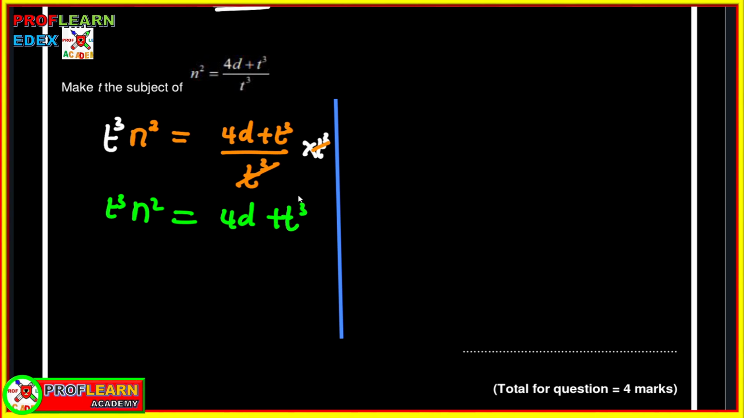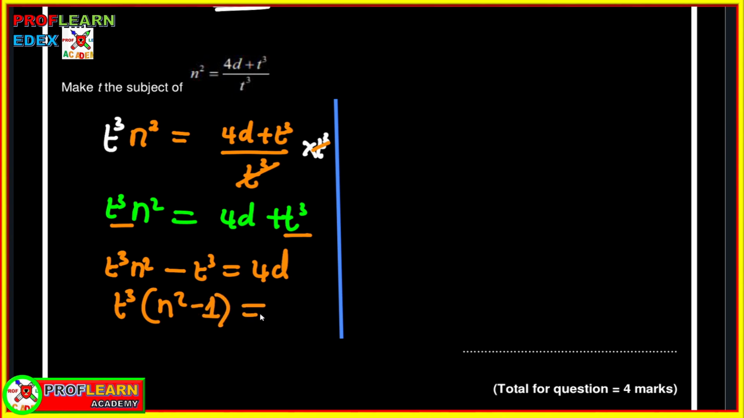So we can make t the subject by ensuring that those terms with t cubed are on the same side. So we can say this is t cubed n squared minus t cubed equal to 4d, and that's going to be t cubed into n squared minus 1 equals 4d. That will mean that we can divide by n squared minus 1 over n squared minus 1, and that is going to cancel out.